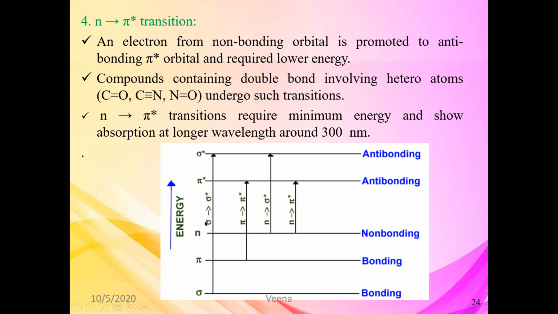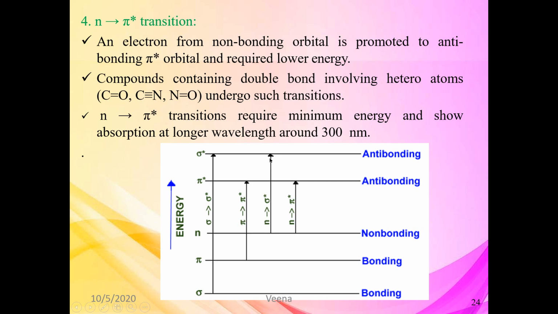So I will repeat, what is sigma to sigma star electronic transition? It is the excitation of electrons from sigma bonding molecular orbital to sigma star antibonding molecular orbital, and this requires higher energy. Second one is pi to pi star electronic transition, which is nothing but the excitation of electrons from pi bonding molecular orbital to pi star antibonding molecular orbital, and this will occur in the compounds containing unsaturated bonds.